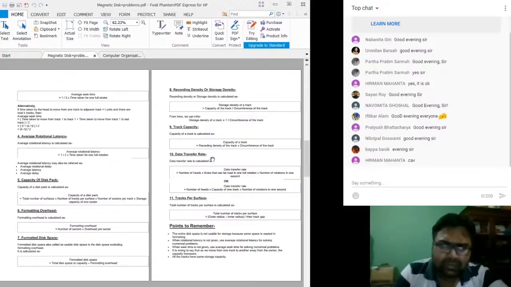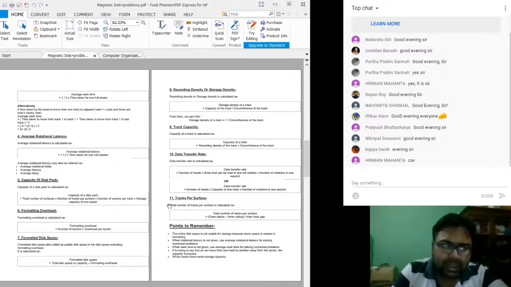Next comes data transfer rate. What is the rate of transfer of the data? It is the number of heads multiplied by the capacity of one track multiplied by the number of rotations in 1 second. So how many rotations you can make in 1 second, multiplied with the number of heads and the capacity of each track, will basically give your data transfer rate.